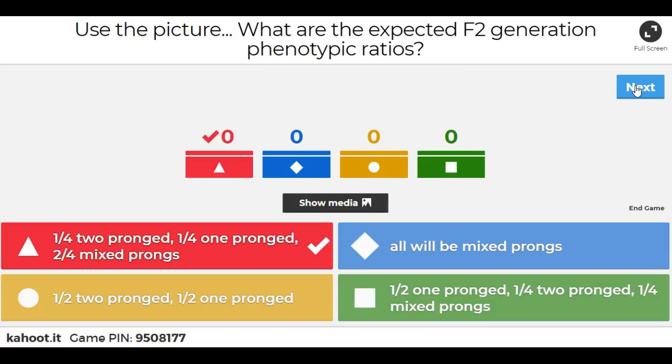So the answer is about half of them are going to have mixed prongs. That's that codominance. A quarter of them are going to be two-pronged, and a quarter of them are going to be one-pronged.